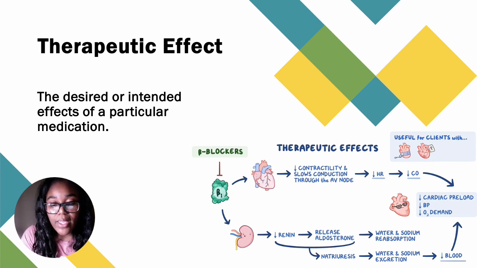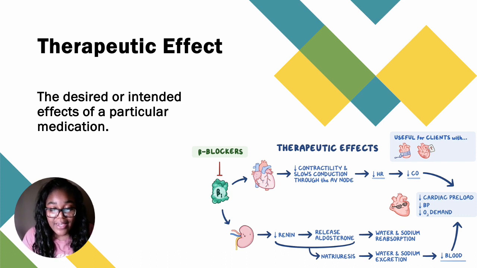Now, when we affect the kidneys like this, you do have a decrease in renin, and you have a decrease in the release of aldosterone, and aldosterone helps with water and sodium reabsorption. So when it affects that, you do have this natriuresis or release of sodium. And when that sodium is released, you have water and sodium excretion, which also helps to decrease blood pressure.